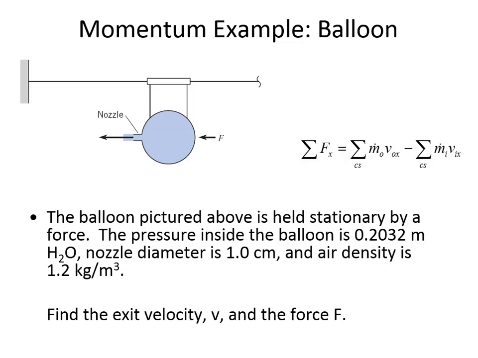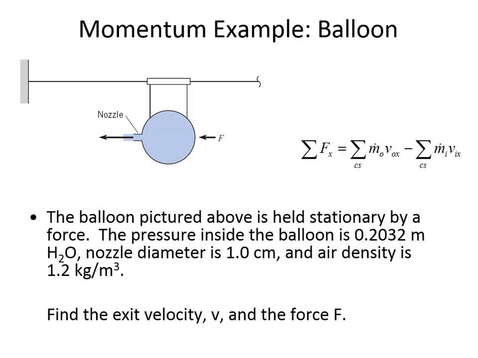Let me illustrate that with specific numbers. Okay, here we've got a density of 1.2 kilograms per cubic meter. Our velocity is 57.6 meters per second, and the cross-sectional area is 7.854 times 10 to the minus fifth meters squared. And then this velocity is going to be negative 57.6 meters per second.